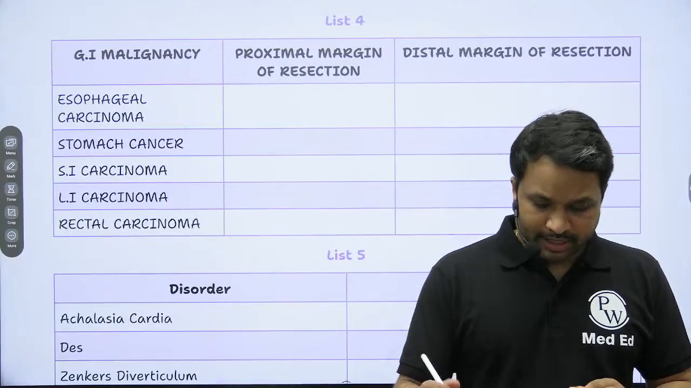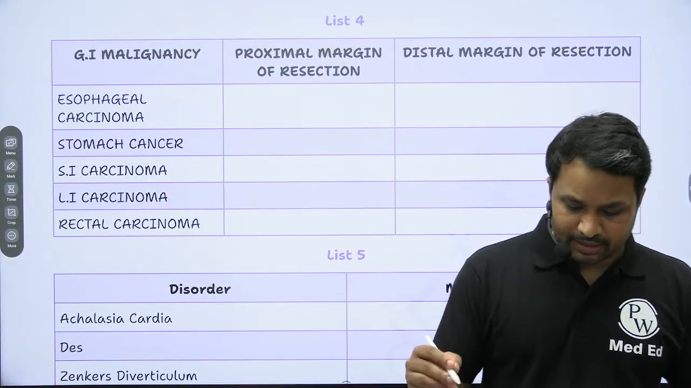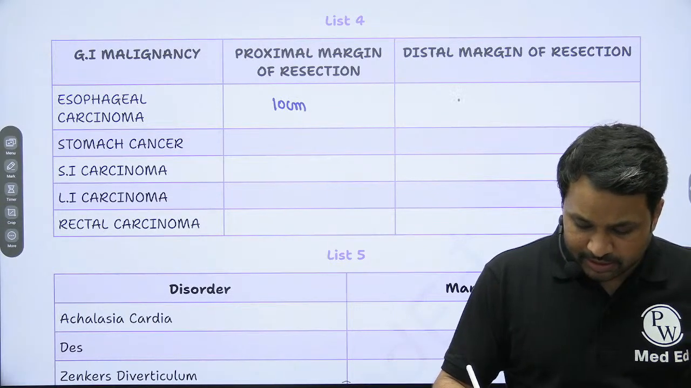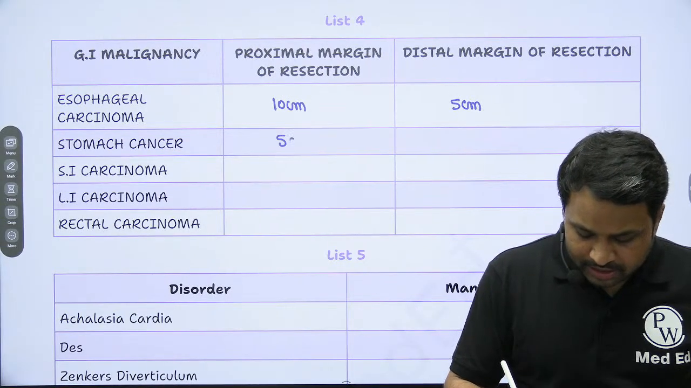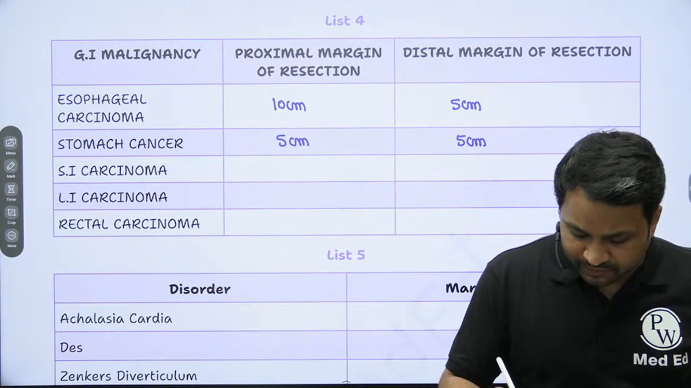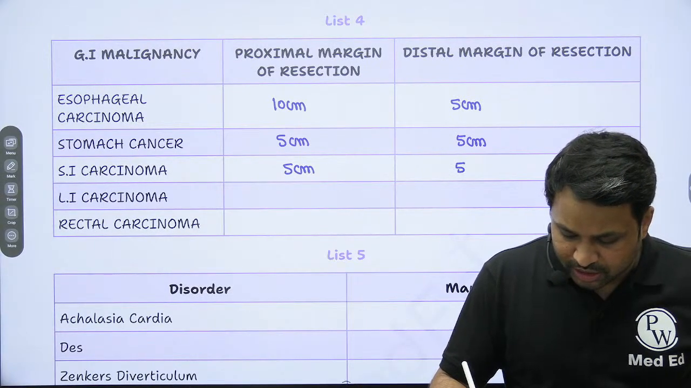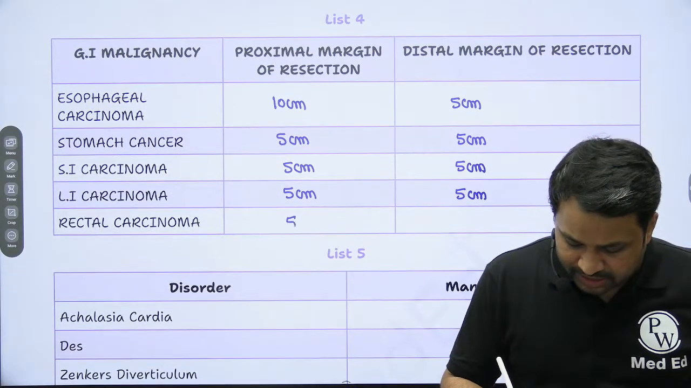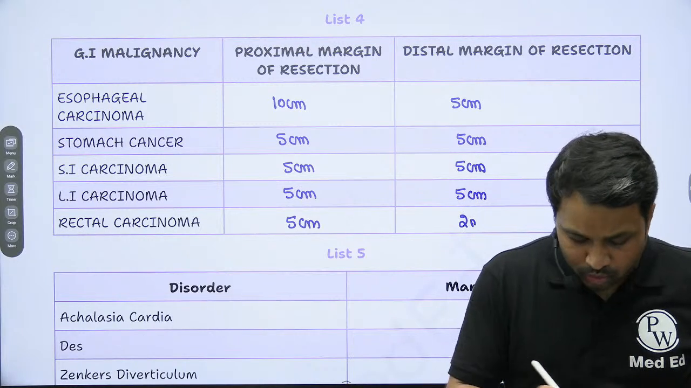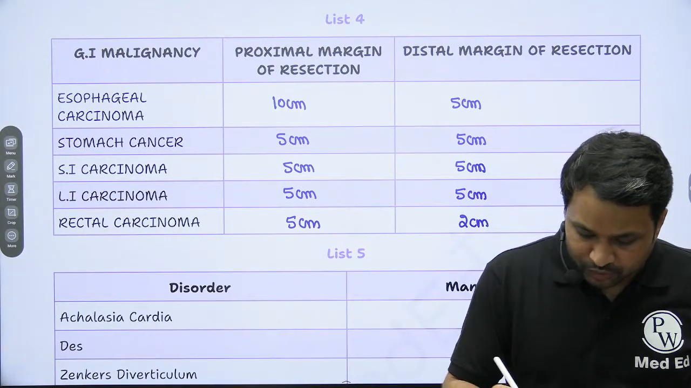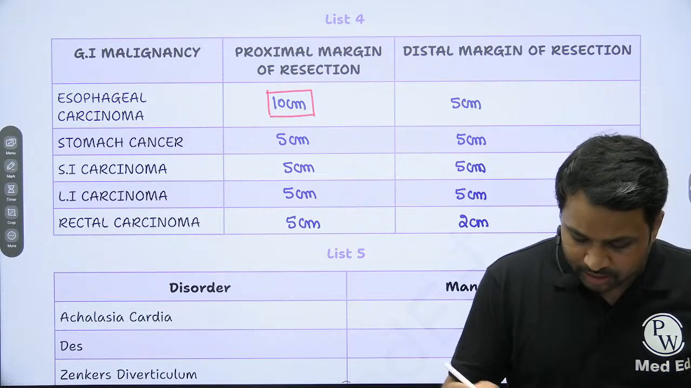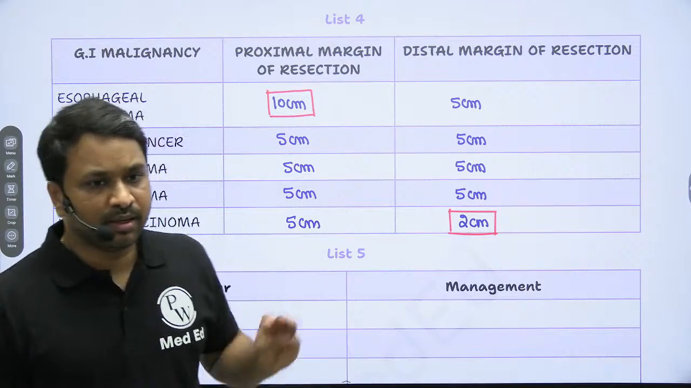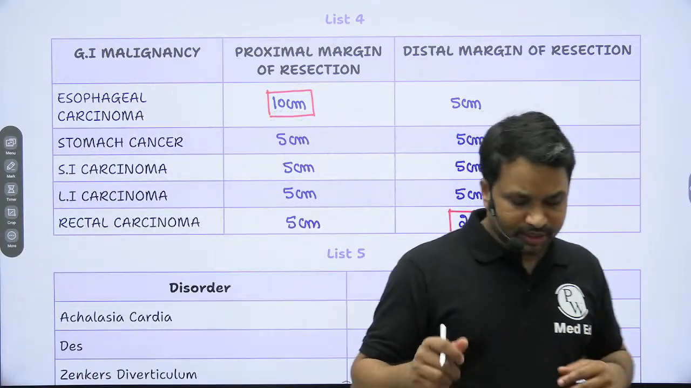Now list number 4 is about GI malignancies and the margin of resection, proximal and distal. Remember, for esophageal cancer the proximal margin is 10 centimeters and the distal margin is 5 centimeters. Everywhere else, proximal and distal will remain 5 centimeters. The one that is going to change is rectal cancers. In rectal cancers, the proximal margin remains 5 centimeters, but the distal margin will become 2 centimeters. So the ones you have to concentrate on are the proximal margin of the esophagus, and the distal margin of the rectum. As simple as that. Okay? So these are the margins of resection in GI malignancies.